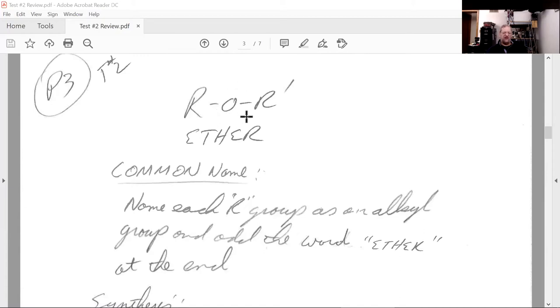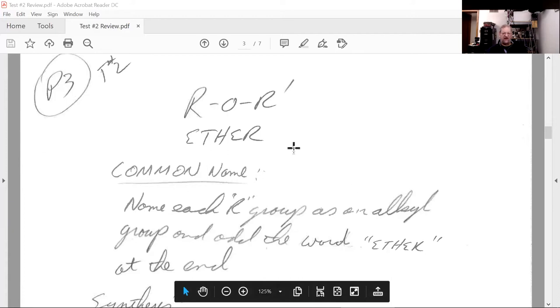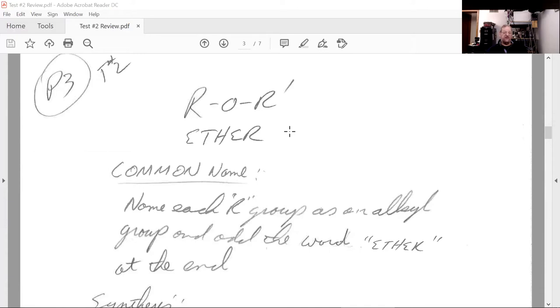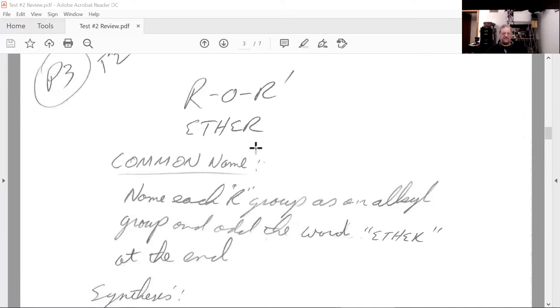Next, I talked about ethers. Ethers, you have an oxygen with two R groups, R and R prime. Now, I didn't go through the IUPAC nomenclature in terms of you having to know it for my test, but the common name you should know. When you have an ether, name each R group as an alkyl group, and then add the word ether at the end. If this was CH3 and this was CH3, two CH3s, CH3 methyl, dimethyl ether.